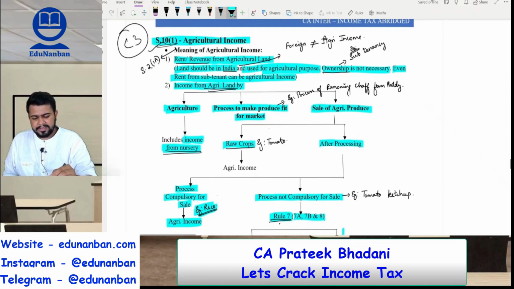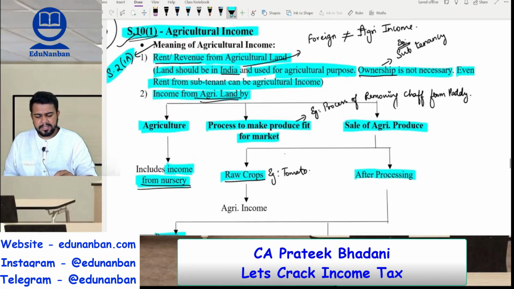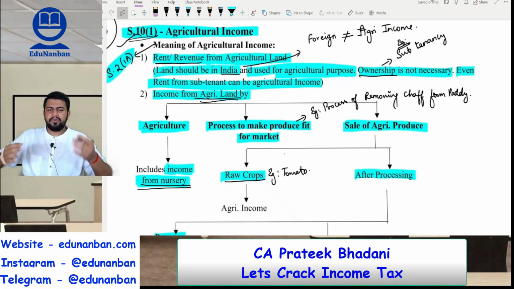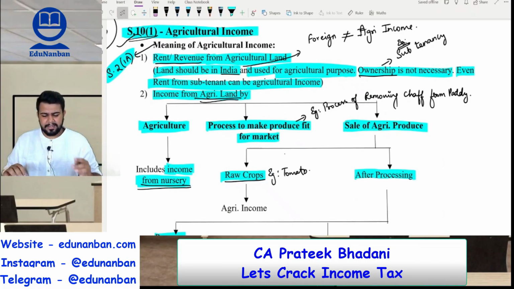First, agricultural income is defined under section 2 clause 1A. What is agricultural income? Number 1, rent or revenue received from an agricultural land. The land should be in India and it should be used for agriculture purpose. If the land is outside India, then that income is not eligible for the exemption under section 10 clause 1. So be very careful. If a land is in USA and I am getting agricultural income from USA agricultural land, the income is not exempt. It is very much taxable in India.